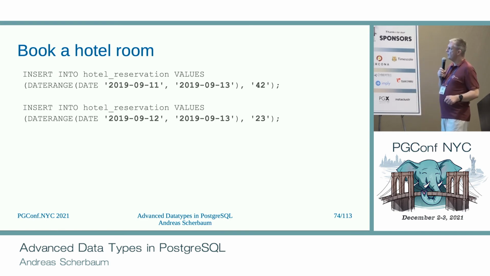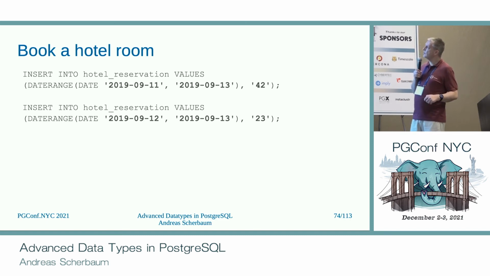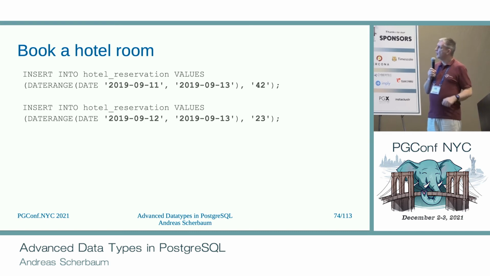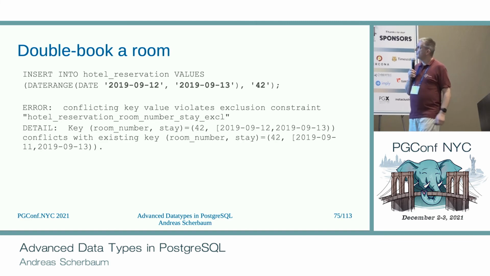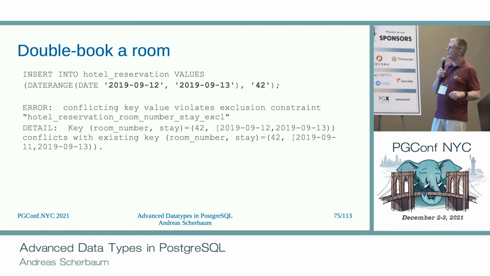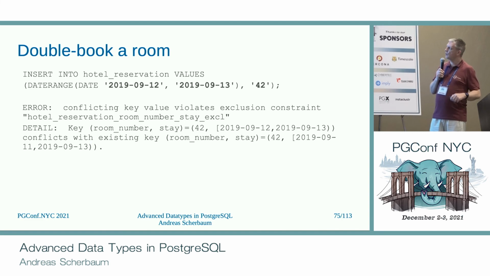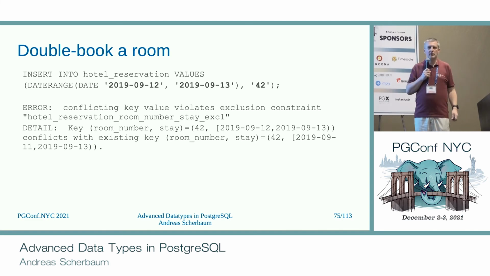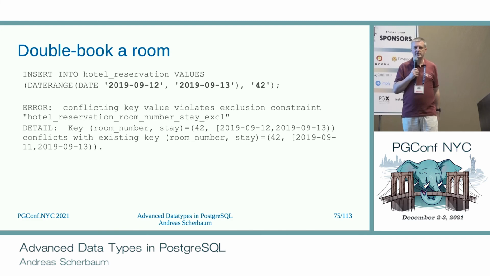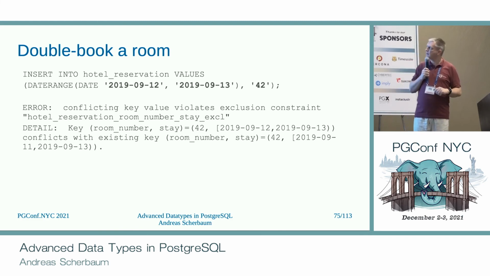I have my first reservation here, 2019 9/11 to 9/13 in room 42, and 12 to 13 in room 23. So far it's fine. It's not the same room number here. And now someone else comes and wants to book room 42, and you see I have this overlapping date range here, and Postgres tells me, okay, this is conflicting. You cannot enter this line into the database because you have the same room number and overlapping time ranges.